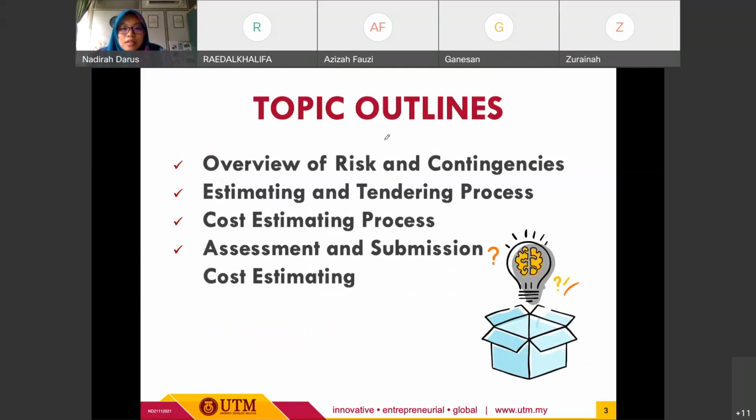Okay, for today, these are the several subtopics for the risk and contingencies topic. We will start as usual with the overview of risk and contingencies, and I will also cover the estimating and tendering process since it is related to risk and contingencies in preparing the estimate. The next subtopic is the cost estimating process, and the last one will be assessment and submission of cost estimating. Overall, all of these topics are quite straightforward.